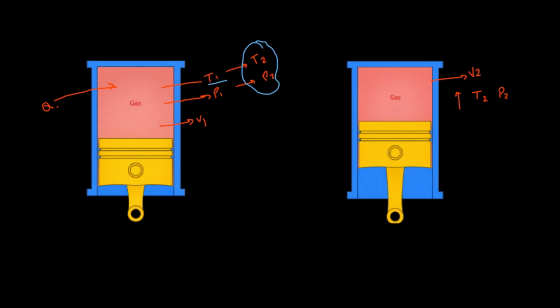I hope you're getting my point, right? So a decrease in volume to V2 need not necessarily increase T2 or P2. Any one of them can definitely increase, depending on exactly which process you are trying to follow.